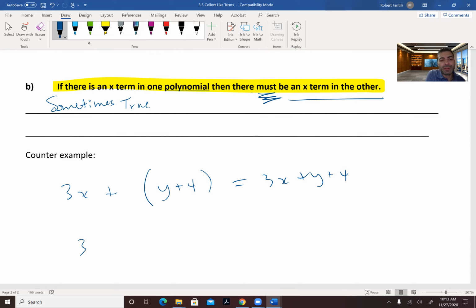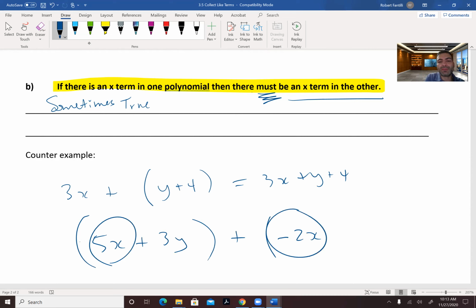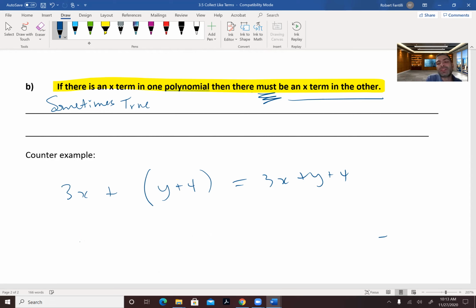Like for example, I can have 2x in one and a 1x in the other, or I can have 5x plus 3y in this one, and then plus negative 2x, because I know 5x and negative 2x is going to give me the 3x that I need, right? The answer is supposed to be 3x. And then I have 3y here, but the answer has to have just a 1y. So I'm going to minus 2y. I'm going to put the plus 4 there. There you go. I've got x's and y's in both. So in this case, that's why it's sometimes true, because you don't have to have x's in both. We could, but we don't have to.